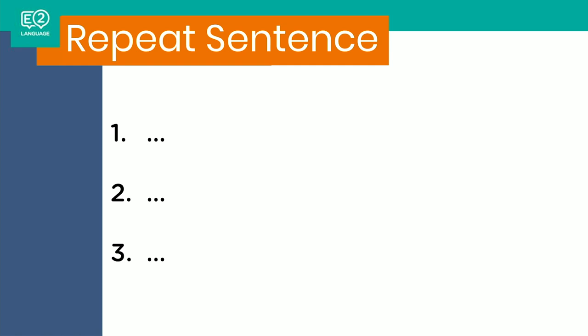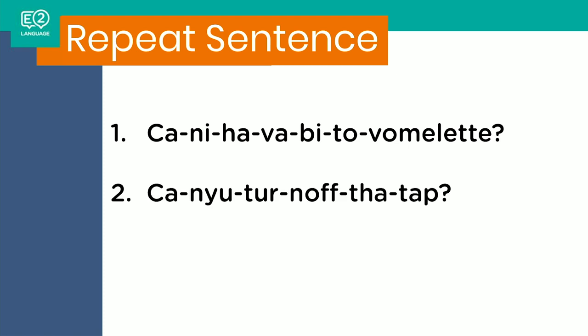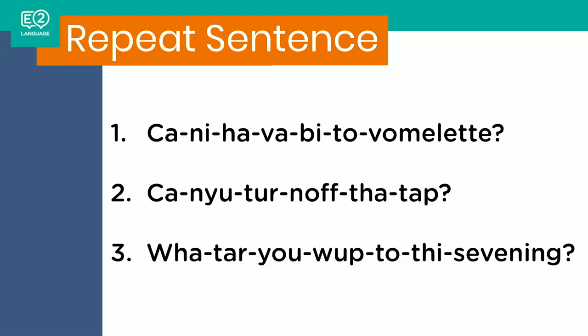All right, let's have a look at these sentences here. So, number one, can I have a bit of omelette? Can I have a bit of omelette? Do you understand what that says? Number two, can you turn off that tap? Can you turn off that tap? Number three, what are you up to this evening?